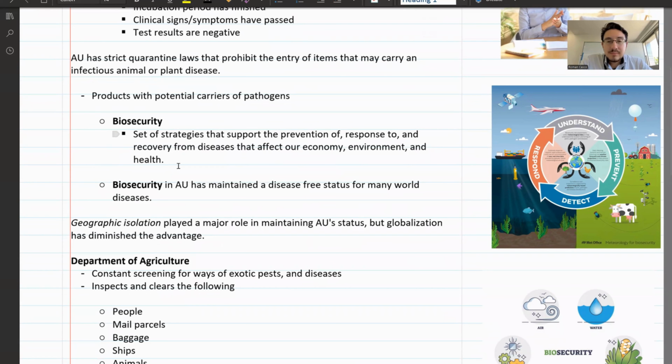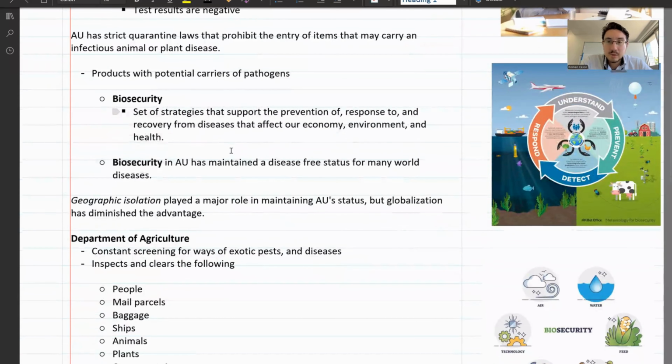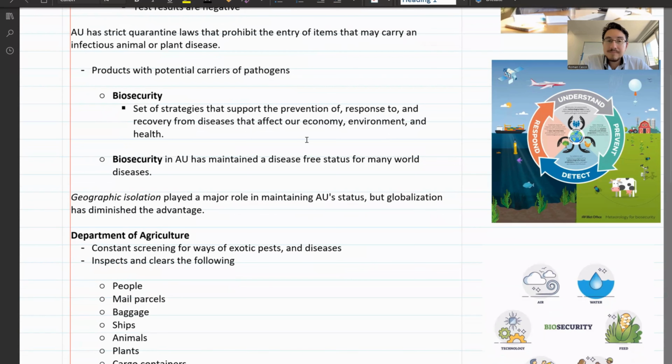So, and of course, if a disease has come in, we need that aspect of recovery from disease, which can influence more specifically economy, environment, and health, right? So this idea of biosecurity aims to maintain a disease-free status for many diseases, many world diseases, right? Having this idea of biosecurity does help prevent them, right?